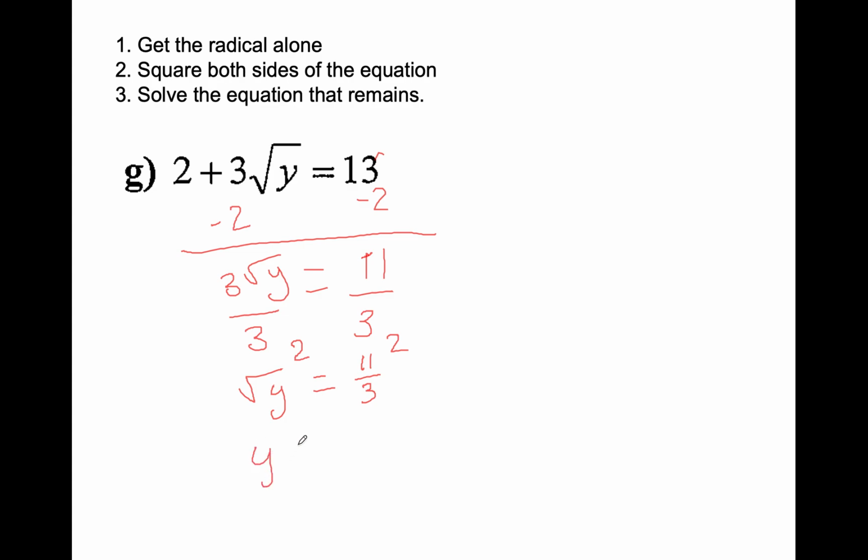So I'm left with y equals, and now this is where it's important to remember that when I'm squaring everything, that's why I like to draw things in parentheses. I'm squaring both the 11 and the 3. So that's the same as 11 squared, which is 121, over 3 squared, which is 9. So y is equal to 121 ninths.